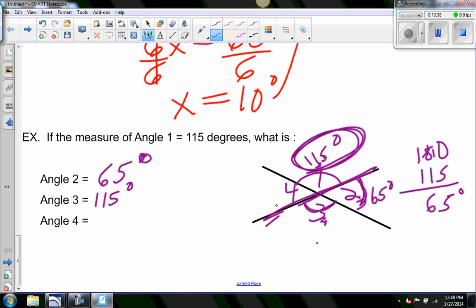So then I go to angle 4. Well, look across from it. It's across and equal to angle 2. So it's 65. Again, angle 4 and angle 3 together would have to be 180. And since you know this is 115, that has to be 65. This is 115. That has to be 65. They have to add up to 180 degrees.